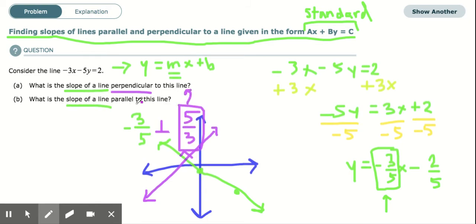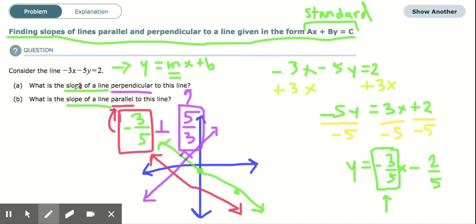What about the slope of a line parallel to it? Well, remember, parallel just means that they will never intersect, so it has the same exact slope. Since it has the same slope, it's also going to be negative 3 over 5, right? You don't have to do anything to it. You just have to know that it's the same.